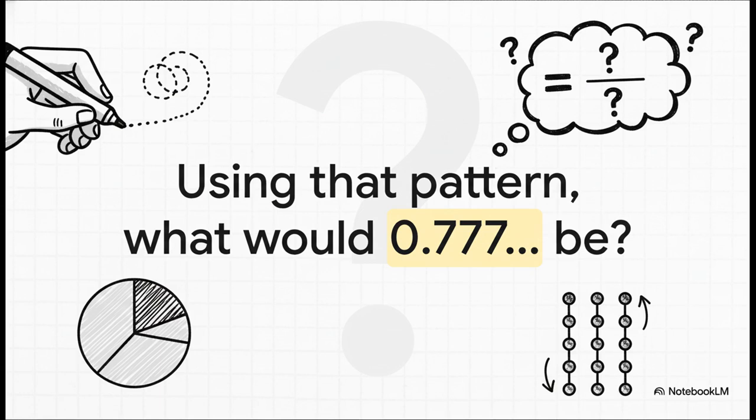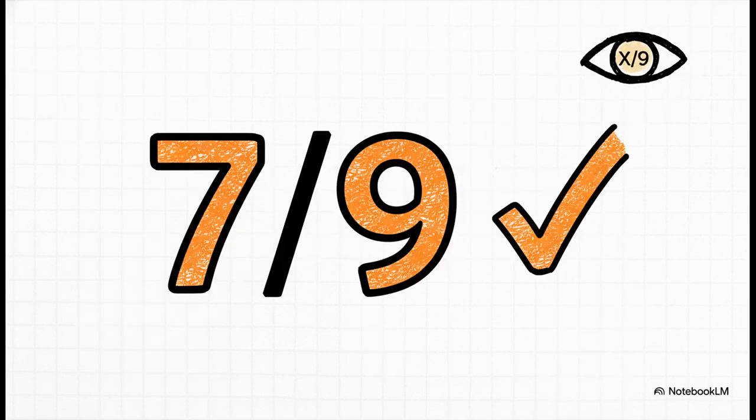Okay, let's try one. Using that exact pattern we just found, what do you think 0.777 repeating would be as a fraction? Go on, take a guess. Yep, that's it. It's just 7/9. It's really that easy. And the best part is, once you see this pattern, you can't unsee it. You can now do this in your head for any single repeating digit instantly.